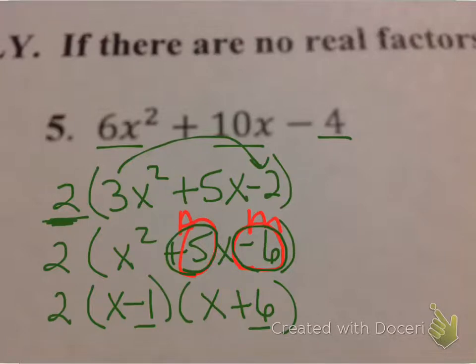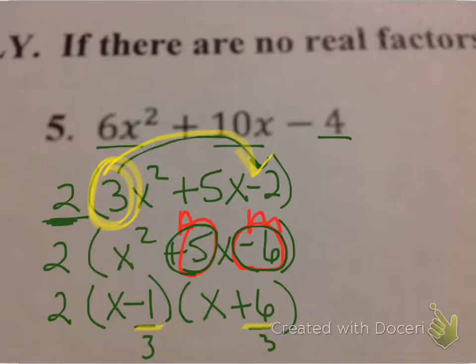So now you can see my factors. I have 2 times x minus 1 times x plus 6. But if you multiply by a number in the beginning, you have to divide by that number in the end. So we're dividing now by 3 and dividing now by 3. This is a factoring problem. We're not solving. It's not equal to anything.